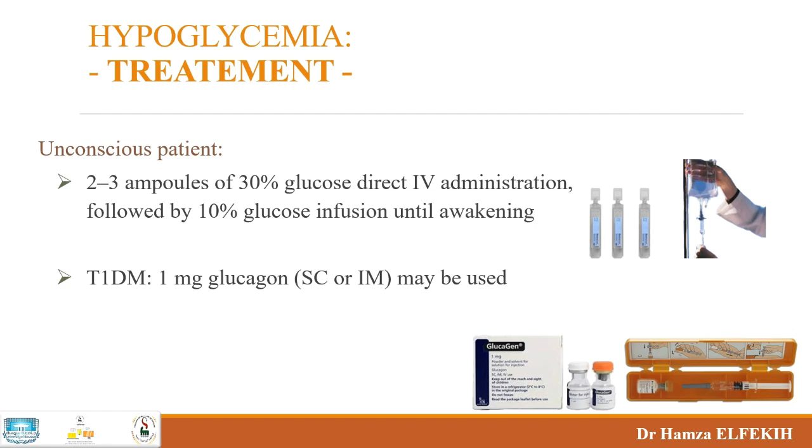For patients with type 1 diabetes mellitus, we can also, or alternatively, give 1 milligram of glucagon, whether subcutaneous or intramuscular. We can give him this option or the first option. Both are available for patients with type 1 diabetes mellitus. For patients with type 2 diabetes mellitus, especially those who are taking sulfonylurea, it is contraindicated to give them glucagon because it stimulates beta cells, so there is secretion of insulin later, and the patient could have hypoglycemia again.